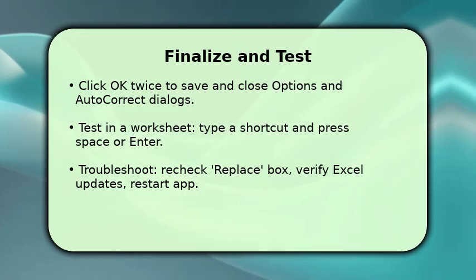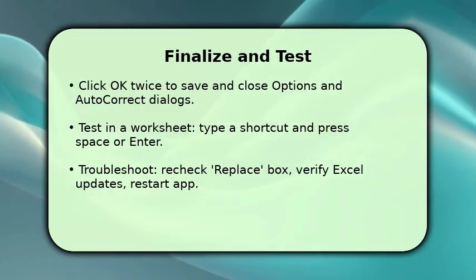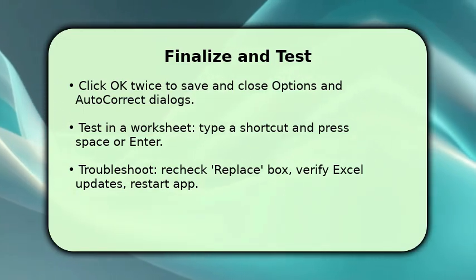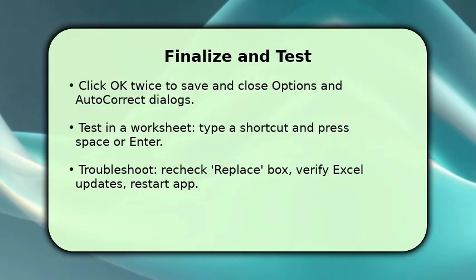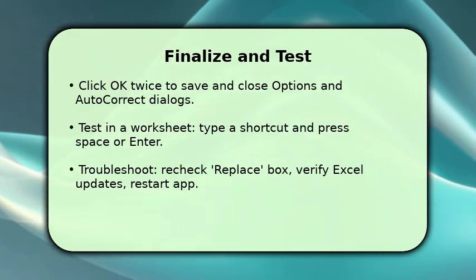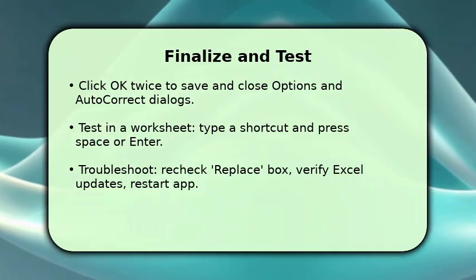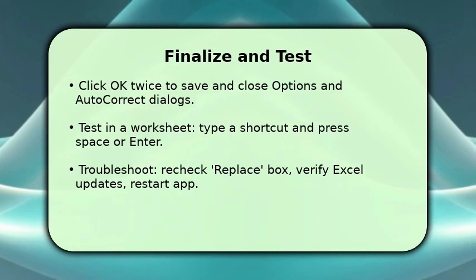Now test in any worksheet by typing one of your shortcuts and pressing space or enter. Autocorrect should replace it immediately. If it does not, make sure Replace Text as you type remains checked, confirm your custom entry exists, and restart Excel to apply settings. If problems persist, check for conflicting add-ins or group policies that can prevent autocorrect from functioning.